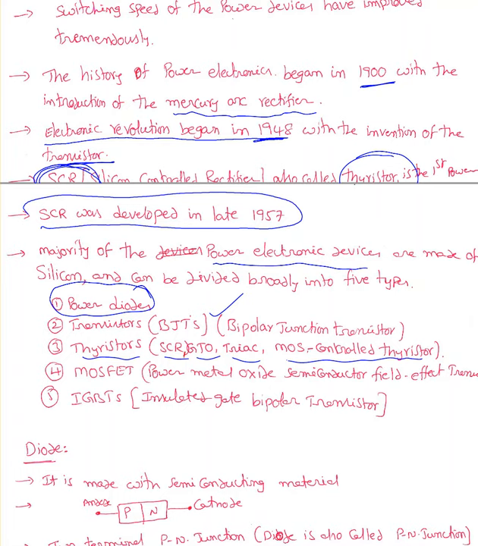So there are three categories basically. One is diodes, another one is transistors, another one is thyristors. Because BJTs, MOSFETs, and IGBTs all come under the transistors. But within transistors, there are different categories: one is BJTs, another one is MOSFETs, another one is IGBTs.